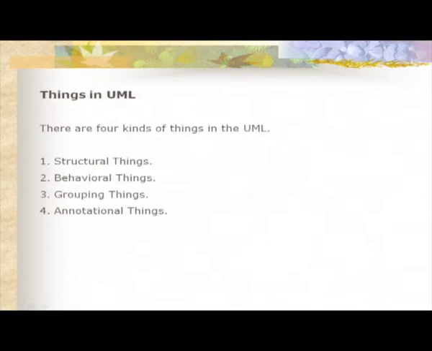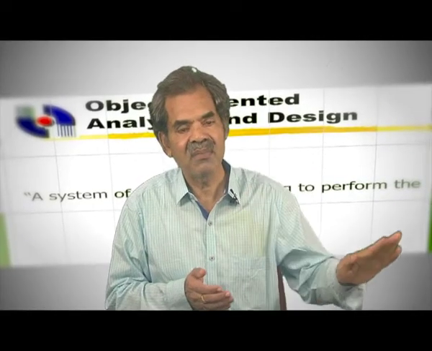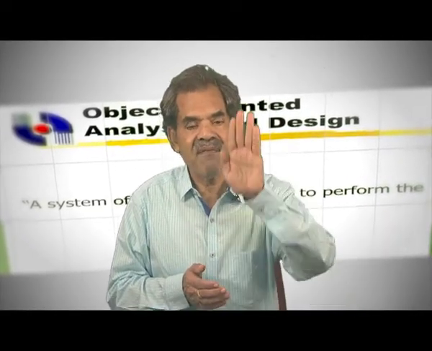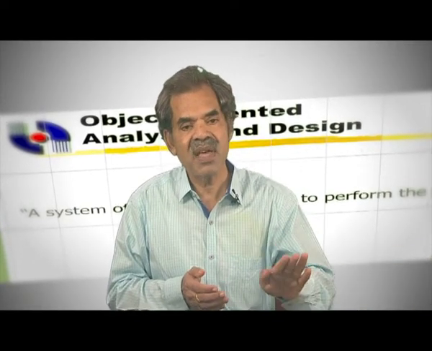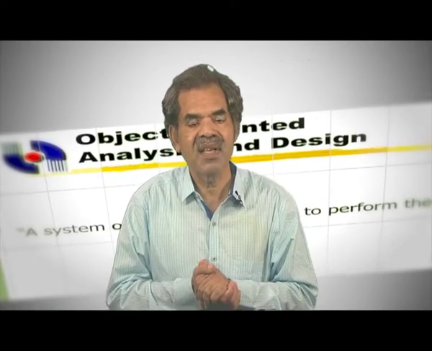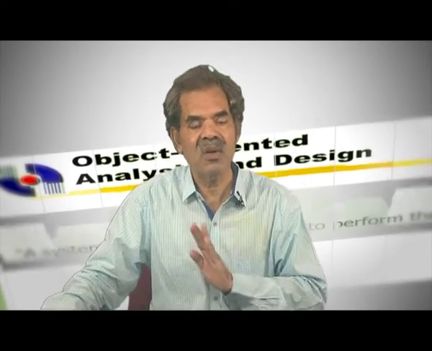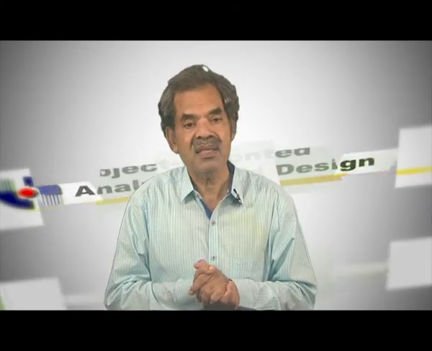Structural things, behavioral things, grouping things, annotational things. The structural things are very technical: class, interface, collaboration, use case, active class, components, nodes. Nothing is new for us. Those of you who have already gone through the earlier set of lectures, everything is known. It is just that UML said this is how you will have to use these 7 kinds of structural things: class, interface, collaboration, use case, active class, component and node, that is all 7 things, structural things.